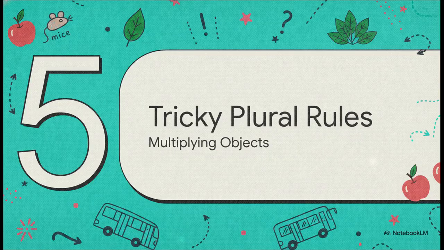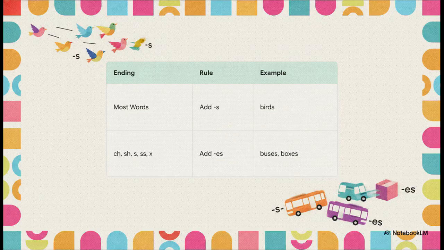And finally, Part 5, the tricky plural rules. All right, for most words, you just slap an S on the end, like turning bird into birds. Easy enough. But if the word ends in a hissing sound, like ch, sh, s, ss, or x, you have to add es to create a whole new syllable. I mean, think about it. If you try to just add an s to the word bus, it would just be one long, awkward hiss. So bus becomes buses, and box becomes boxes, just to make them actually pronounceable.